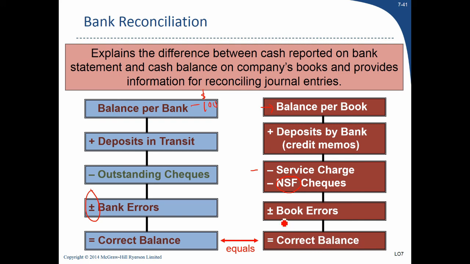And then there's the potential for errors, right? That happens. Either way, there is one true correct balance of cash, right? That's a factual number. It's not an estimate. It's just how we understand the difference between what we're seeing on our books and what we're seeing in the bank account.